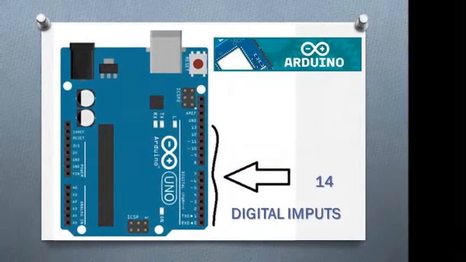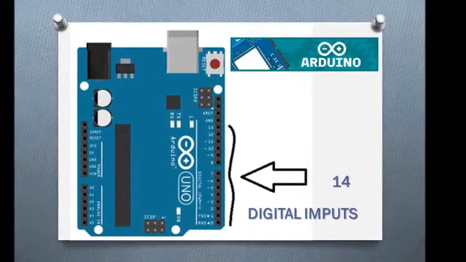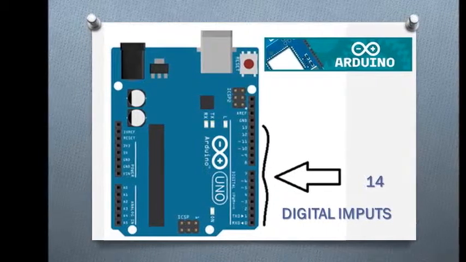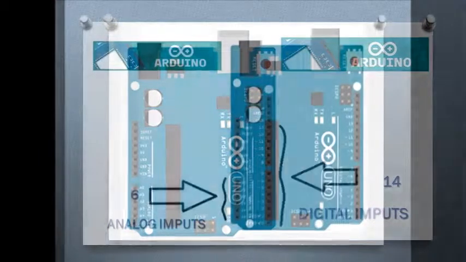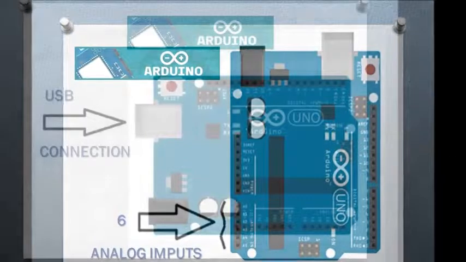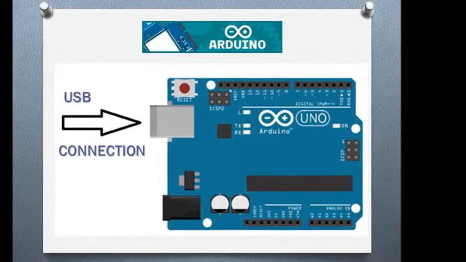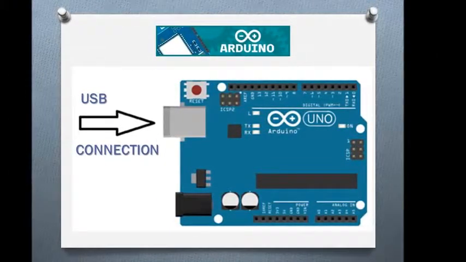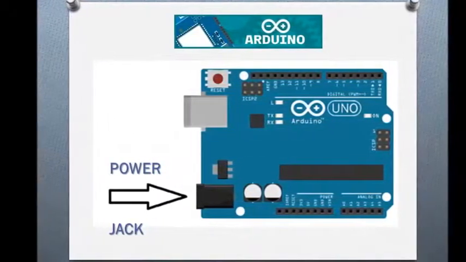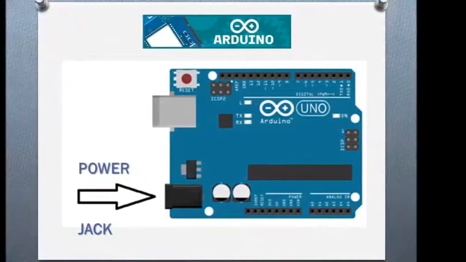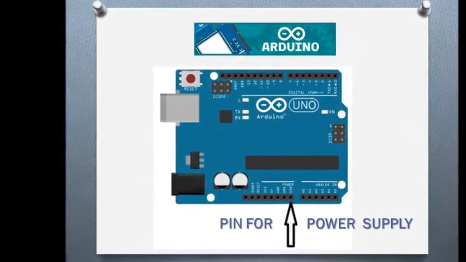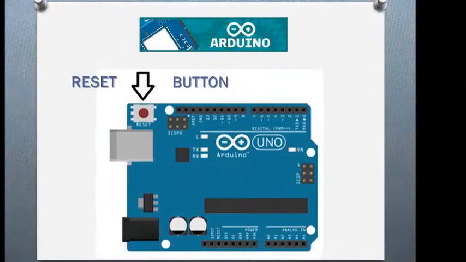Arduino has 14 digital input-output pins, of which 6 can be used as PWM outputs, 6 analog inputs, a USB connection used for power supply from the PC and for data transfer, a power jack for external power supply, a pin for power supply from 6 to 20 volts, and a reset button.